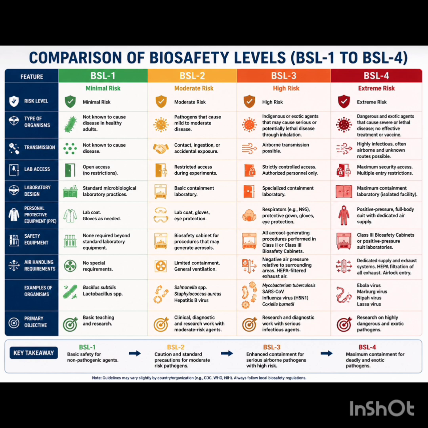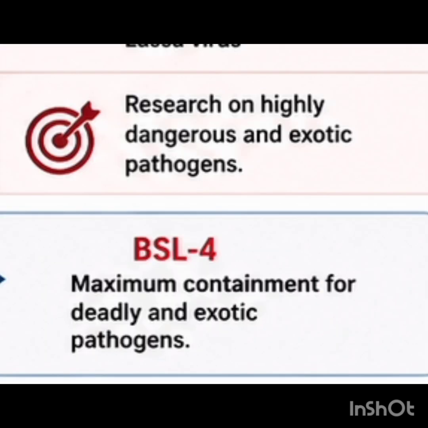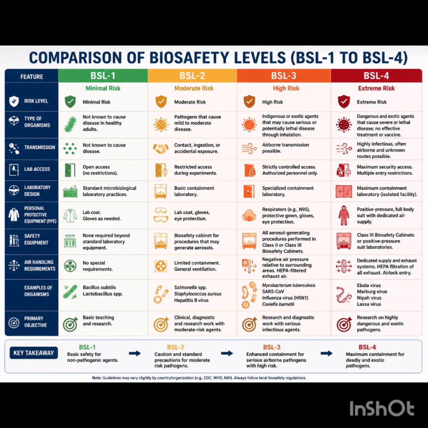When viewed together, these four biosafety levels illustrate a progressive increase in containment and protection. BSL-1 focuses on basic laboratory safety for harmless microorganisms. BSL-2 introduces precautions for moderate risk pathogens. BSL-3 provides enhanced containment for serious airborne infectious agents. And BSL-4 delivers maximum security for the world's most dangerous pathogens.